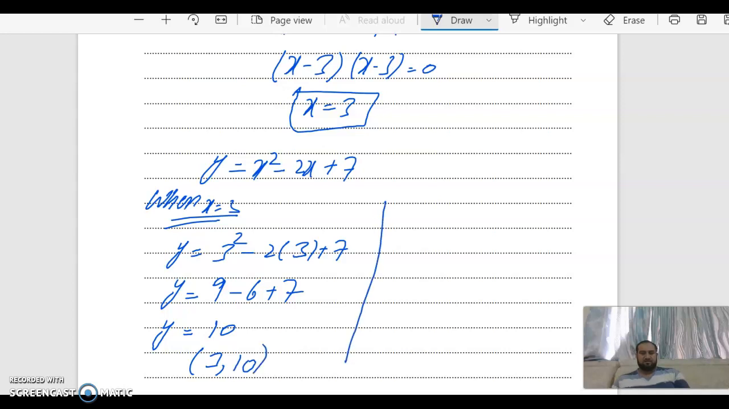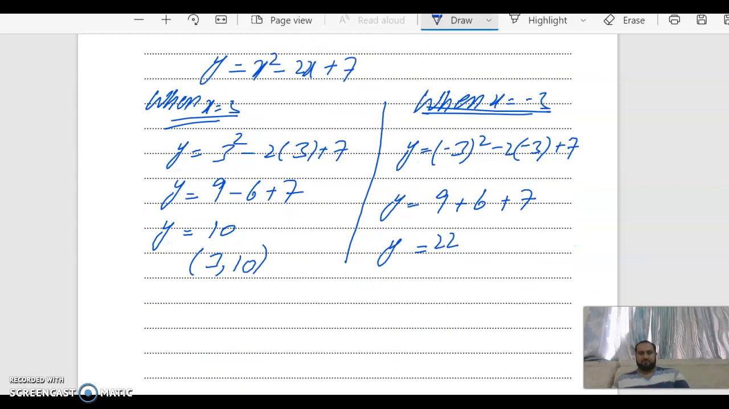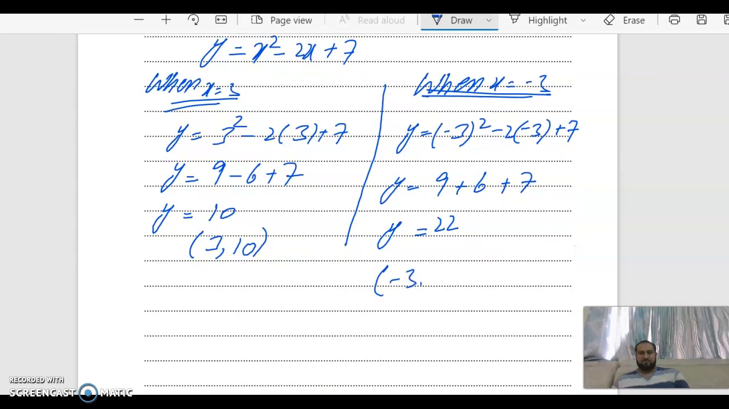And then another one, when x is equal to negative 3. So y is equal to (minus 3) squared minus 2 times minus 3 plus 7. So y is equal to 9 plus 6 plus 7. So y is equal to 22. That means when x is minus 3, y is 22.